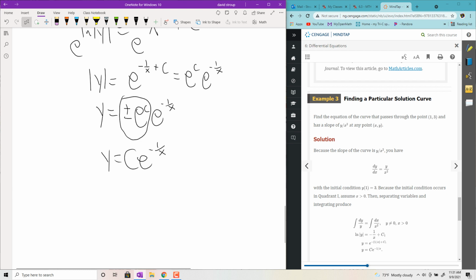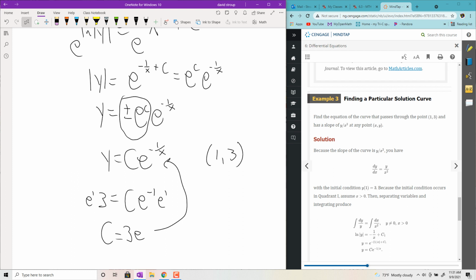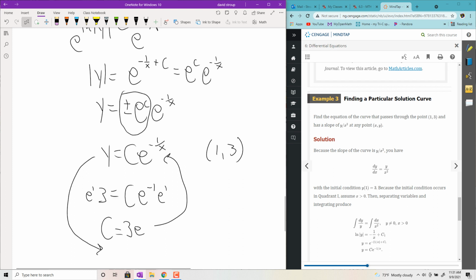And then use the initial condition to get the particular curve. So this solution represents a whole bunch of curves in the plane. This point tells you which solution curve goes through the point (1, 3). So plug in 3 for y, and I get C e to the negative 1 over 1, so negative 1. Solve for C, so I'm going to multiply both sides by e to the positive 1. And I get 3e, and then you could plop it back into this equation and get your particular solution, right?